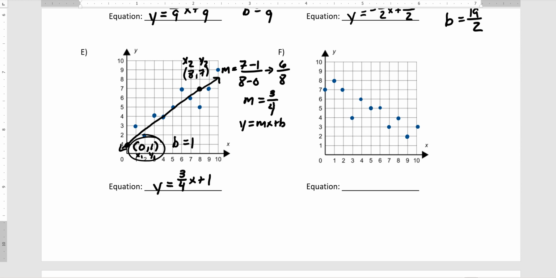Letter F. Why don't you try letter F on your own? It'll be the last one of these we'll do. Go ahead and try letter F on your own, and then we'll check it together, all right? Give it a shot.